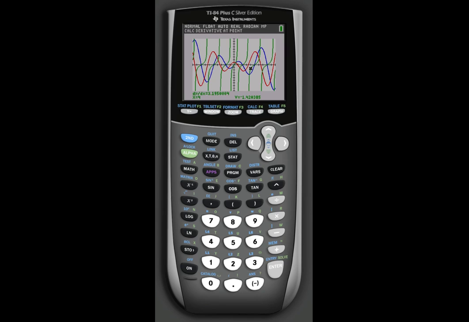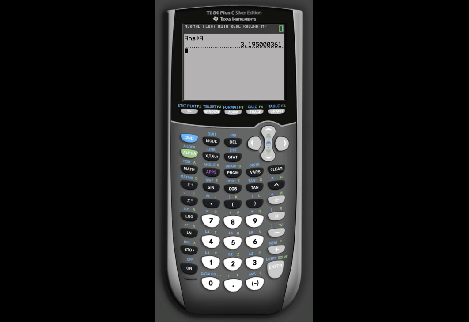So that answer, 3.195, I want to store it in my calculator because I'm going to use that to get my final answer. So I'm going to hit second, quit, go to the home screen, and second answer, store alpha A. And that's going to store the 3.195 for the variable A. So rather than typing in that number, I can just type in A to do my computation later.